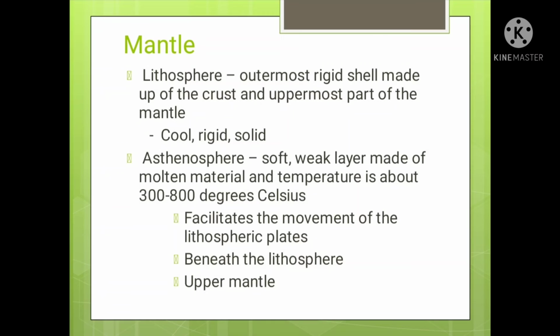The mantle is divided into two regions: the upper mantle and the lower mantle. The upper mantle is composed of the lithosphere and asthenosphere. So what is the lithosphere? The lithosphere is the outermost rigid shell made up of the crust and the uppermost part of the mantle. While the asthenosphere is a soft, weak layer made of molten material with a temperature of about 300 to 800 degrees Celsius. The asthenosphere facilitates the movement of the lithospheric plates. It is beneath the lithosphere and located in the upper mantle.